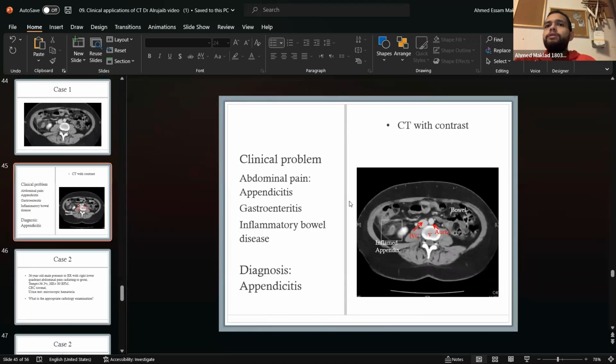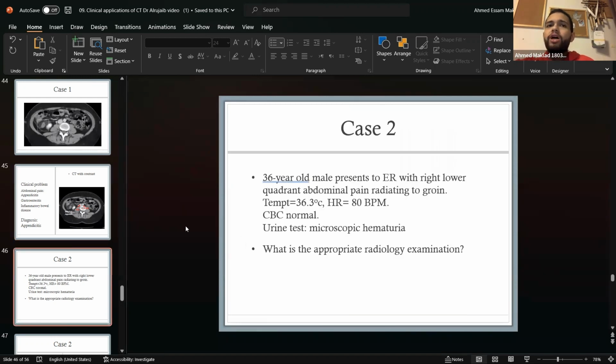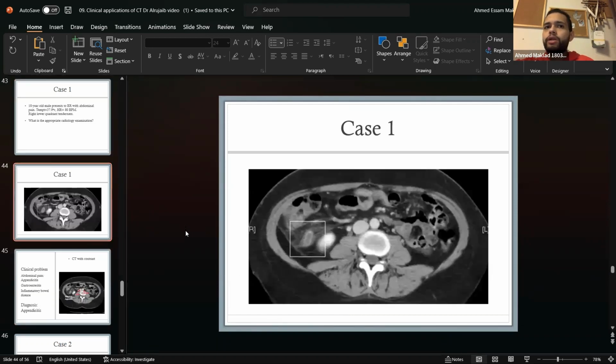All right, so the clinical problem is abdominal pain. It could be appendicitis, gastroenteritis, or inflammatory bowel disease. Either way, all of them will be diagnosed with a CT. Okay. Now, do you guys have any questions about case number 1?